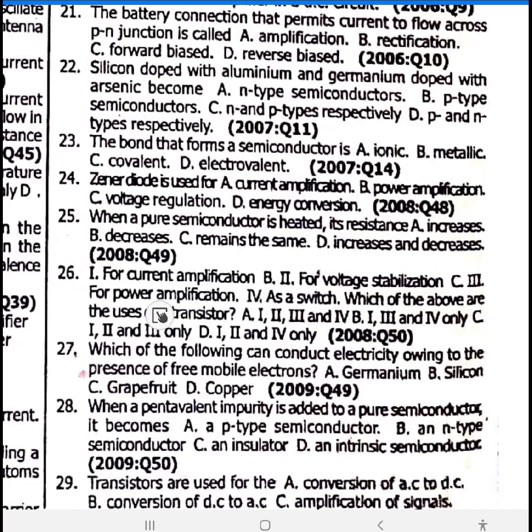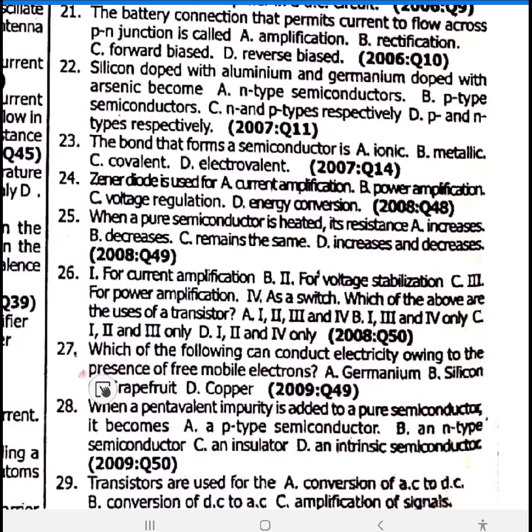Next question, they say for current amplification, for voltage stabilization, power amplification, as a switch, which of the above is the main use for a transistor? For amplification, for stabilization, and for switch. I think it's saying it's ASS. Option D. Amplification A, stabilization S, and switch S. Option D.